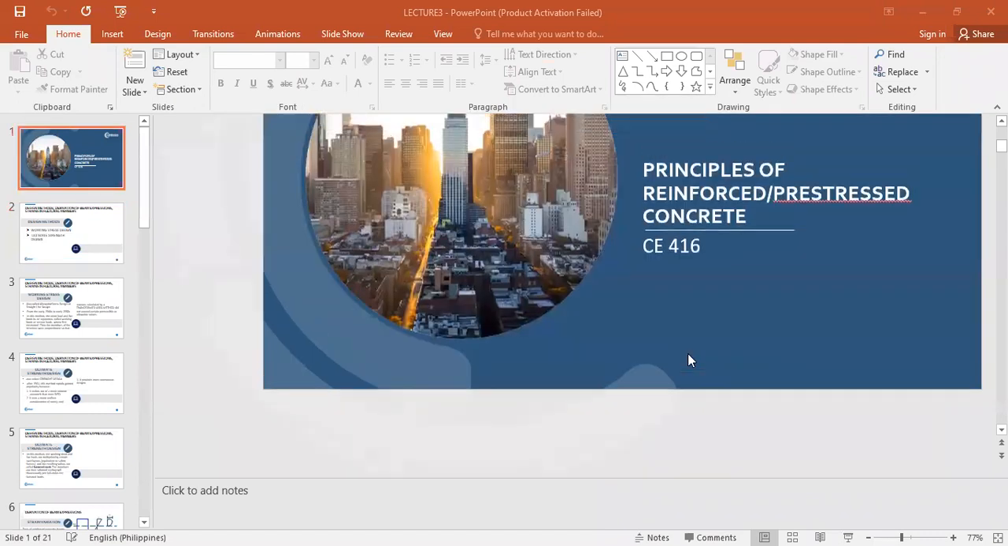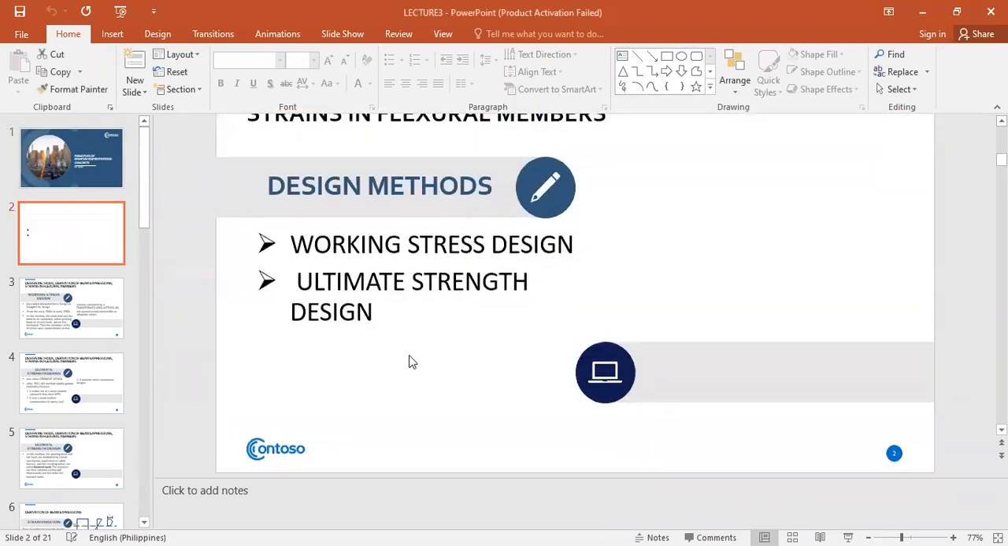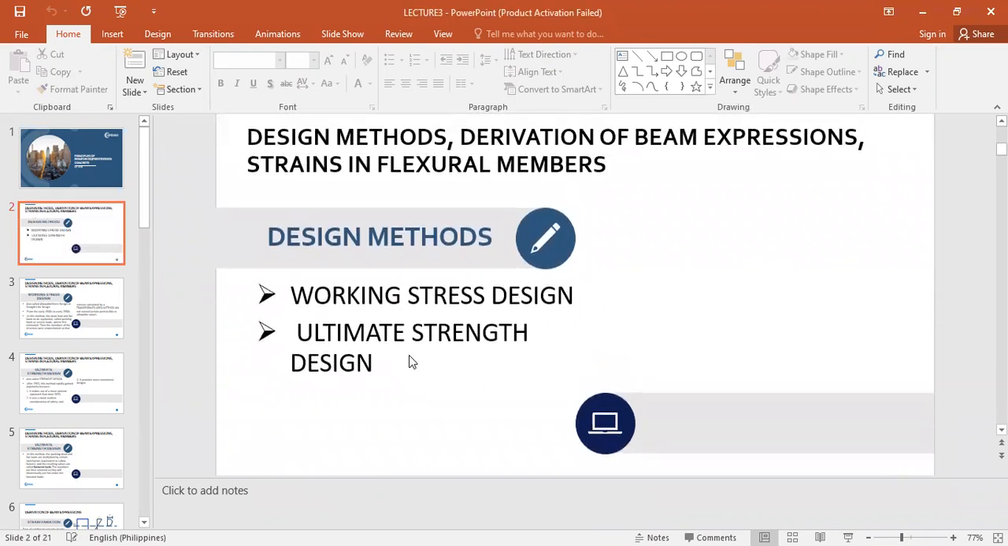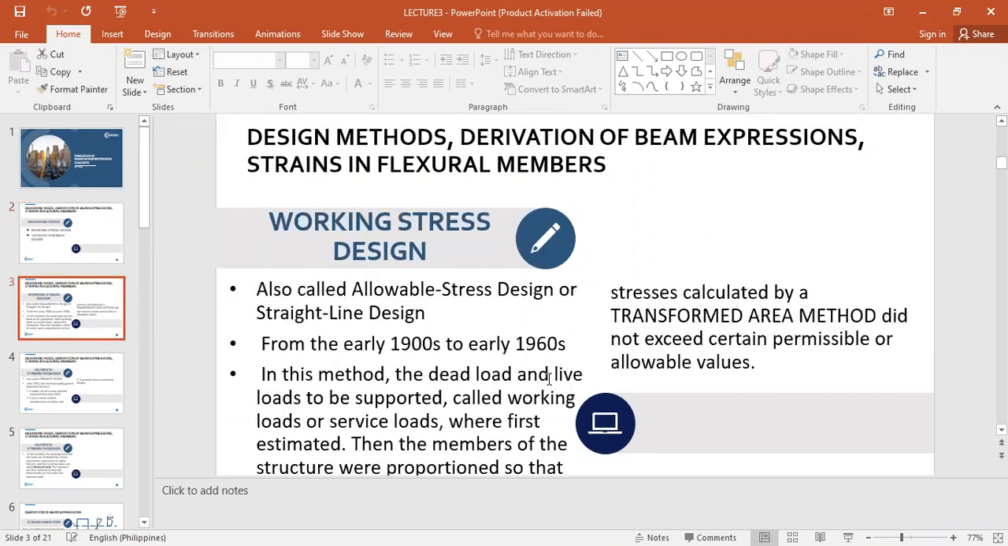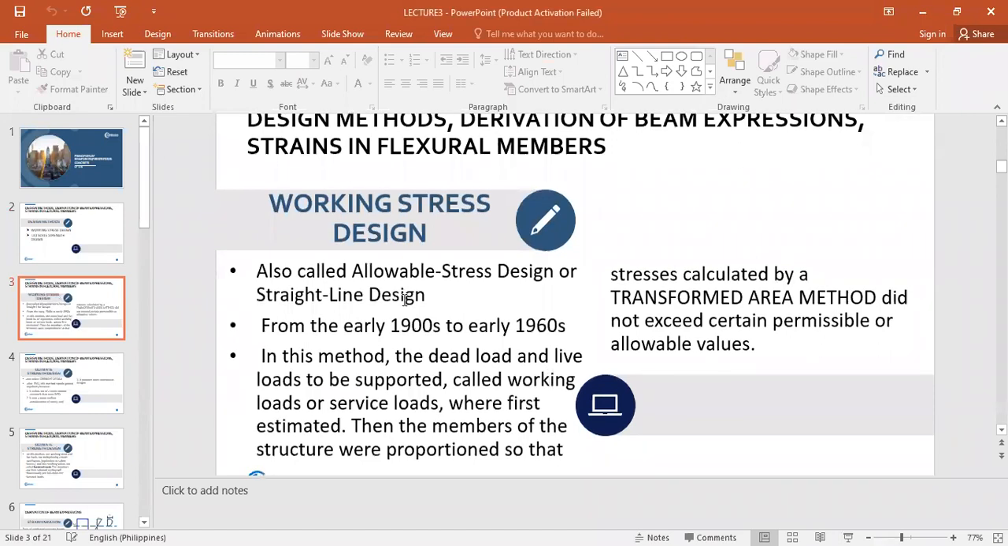So today we are going to discuss design methods, derivation of beam expressions, and strains in flexural members. So allow me to share my screen. Okay, so design methods, derivation of beam expressions, and strains in flexural members. First, we are going to discuss the design methods, which involve the working stress design as well as the ultimate strength design. Working stress design is also called the allowable stress design or the straight line design.